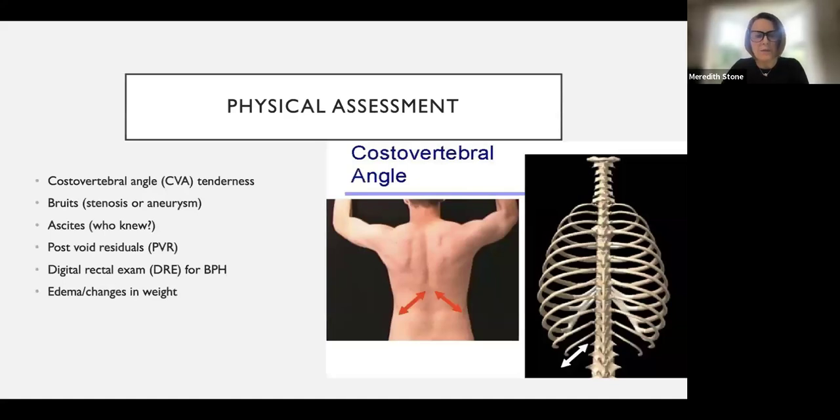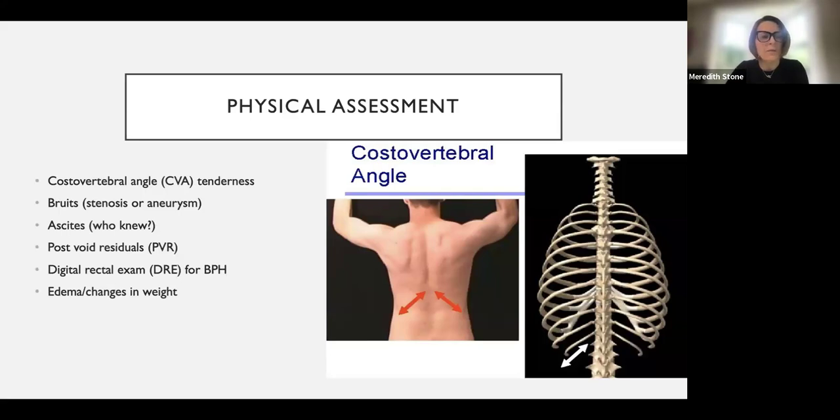Again, the physical assessment, looking at the costovertebral angle and percussing, checking for pain. Because the renal artery is what supplies the blood, you want to look for bruits, right? Because they can be stenosed. You can have aneurysms in those renal arteries, right? Looking for ascites even.